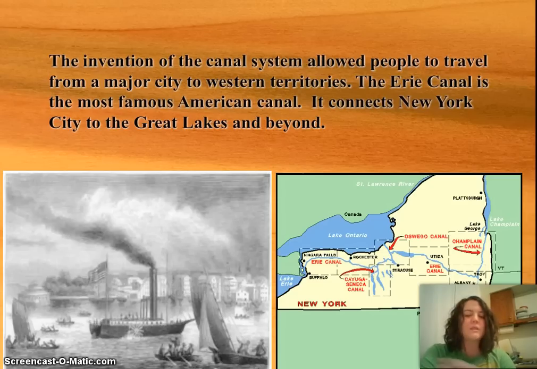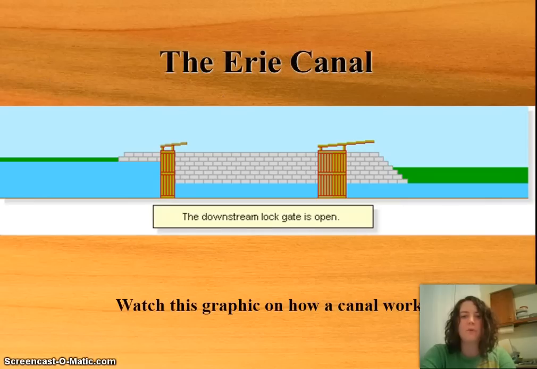And though this canal really didn't go very far west, it did connect people to the lake system, and they could then follow all the way through the Great Lakes area, and it encouraged movement in that direction. On the left-hand side here is a picture of a steamboat. They would have traveled by boat on the canal.